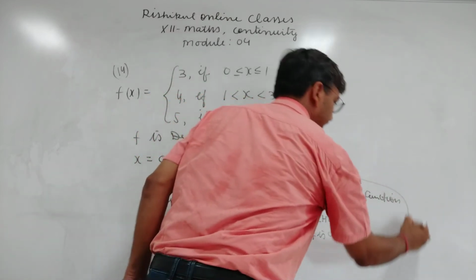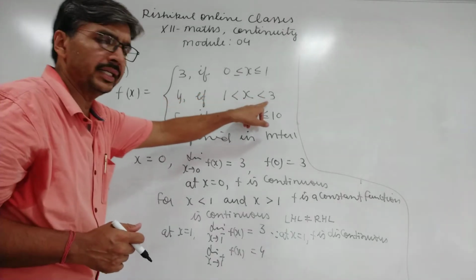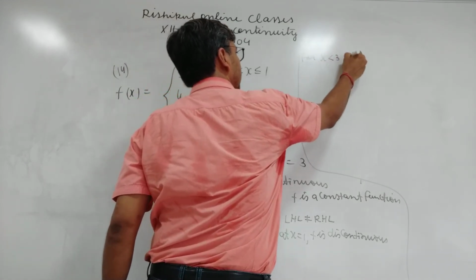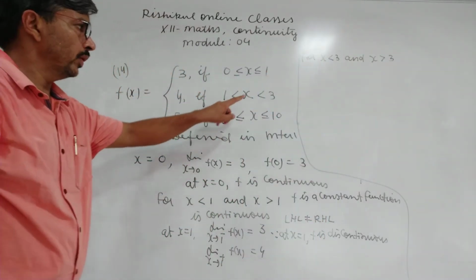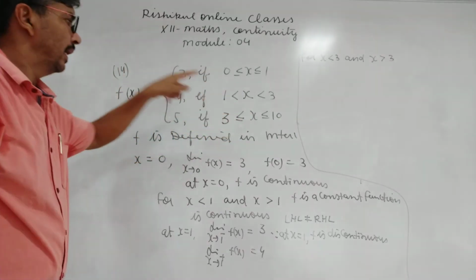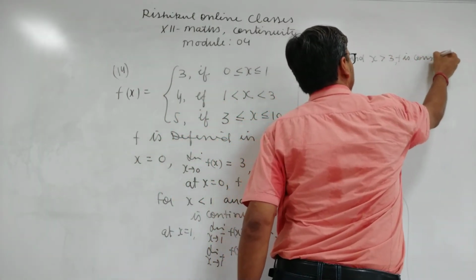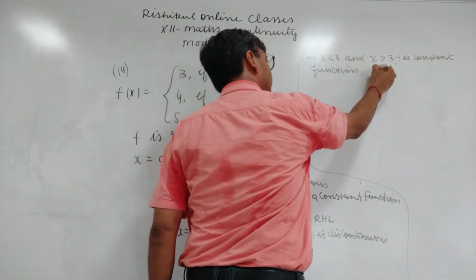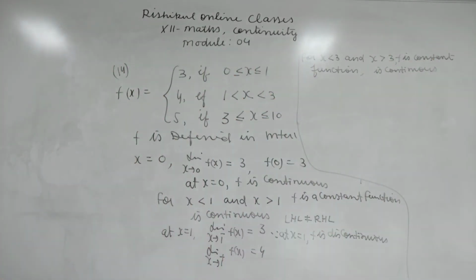Now next point is x less than 3 and x greater than 3. Now see here, for x less than 3, f is 4. For x greater than 3, f is 5. f is a constant function and hence is continuous.